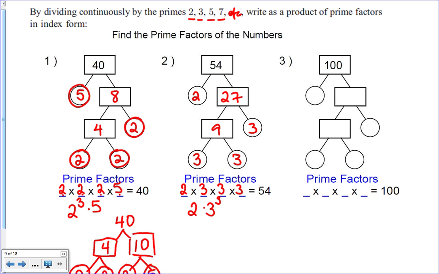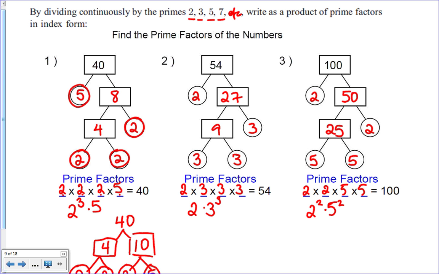100, again with primes, 2 times 50. 50 is 2 times 25. 25 is 5 times 5. 2 times 2 times 5 times 5 equals 100. In other words, 2 squared times 5 squared.